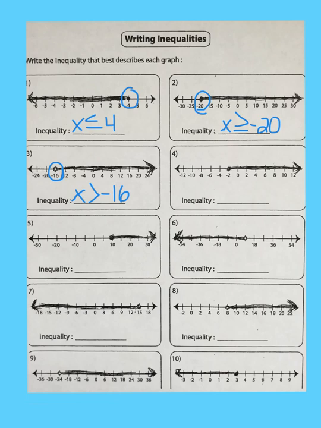Number 4, I'm going to write down my X because I always start with my X. Then I write the number that we are looking at, which is negative 2. And I have to decide, it is also equal to, so I'm going to include my line underneath. And is 0 greater than negative 2? It is, so I write in the greater than sign. Okay, go ahead and give number 5 a try.